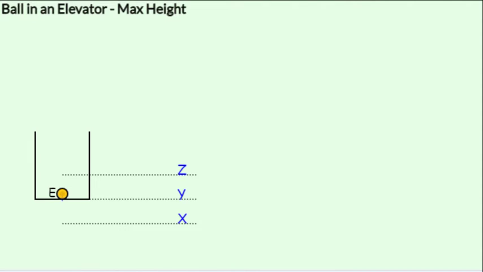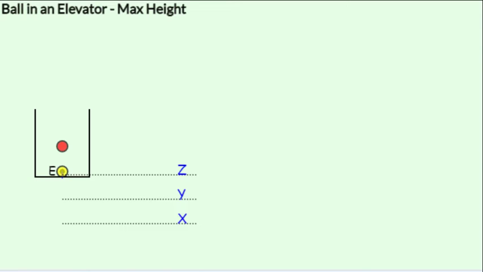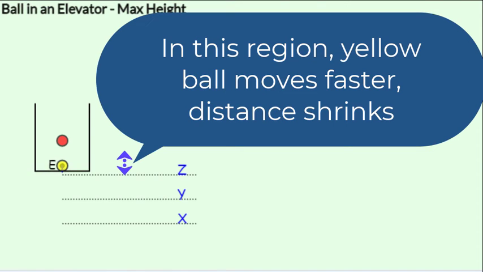So the distance between the two balls increases at first, that is between Y and Z, and you can see the red ball moving away from the yellow ball. In this stretch, the velocity of the red ball is higher than that of the yellow ball. Now beyond Z, the velocity of the yellow ball is higher, and the distance between the two balls now decreases.